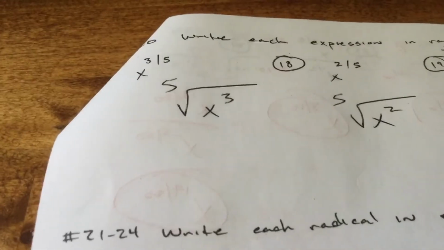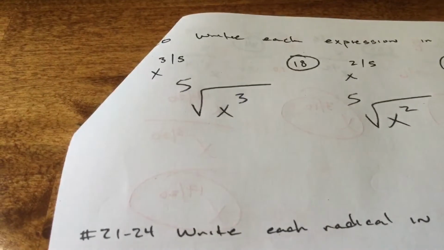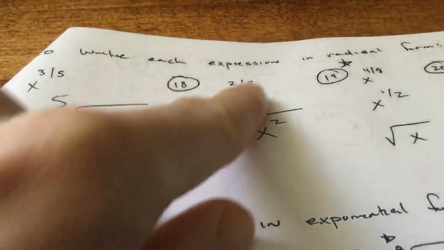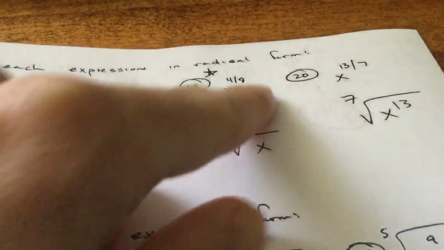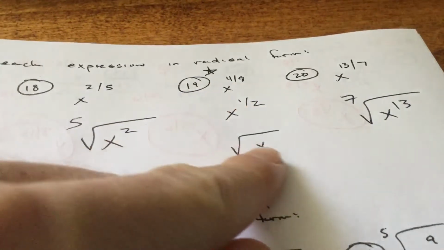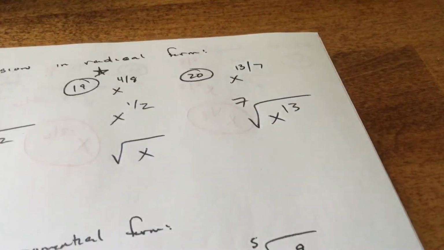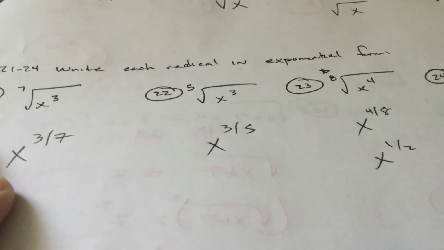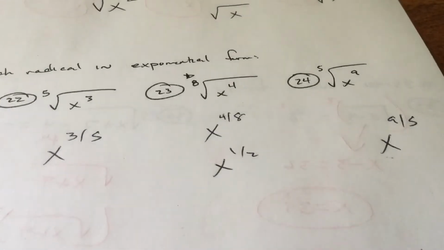All right, write each one in radical form. That is the 5th root of x to the 3rd, the 5th root of x squared, the 8th root, well, first off, this is x to the 1/2, so that's just the square root of x. Then the 7th root of x to the 13th. Then exponential form: x to the 3/7, x to the 3/5, x to the 4/8, which is x to the 1/2, and then x to the 9/5.